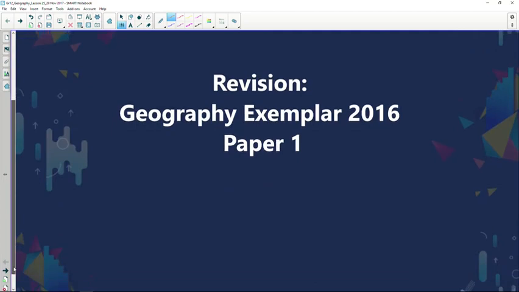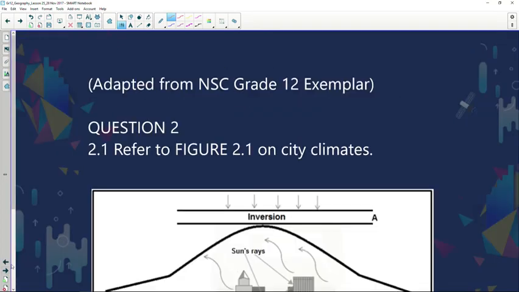Today we're going to look at question number 2. In the previous lesson we looked at question number 1. Keep in mind you only need to answer one question out of section A and section B, and then do another question from either section A or section B. Only do 3 questions. Do not do all 4 of the questions. But let's get straight into it and look at question number 2.